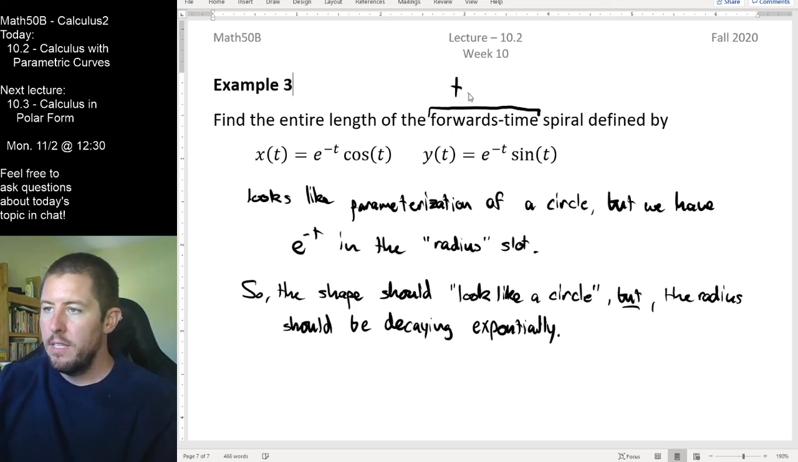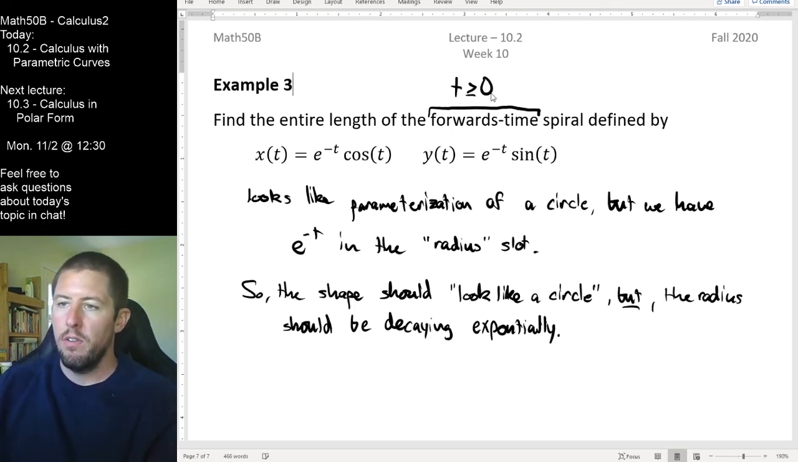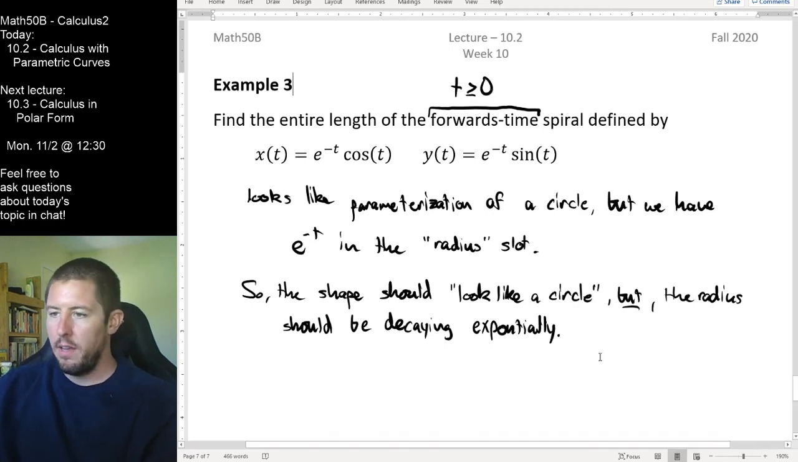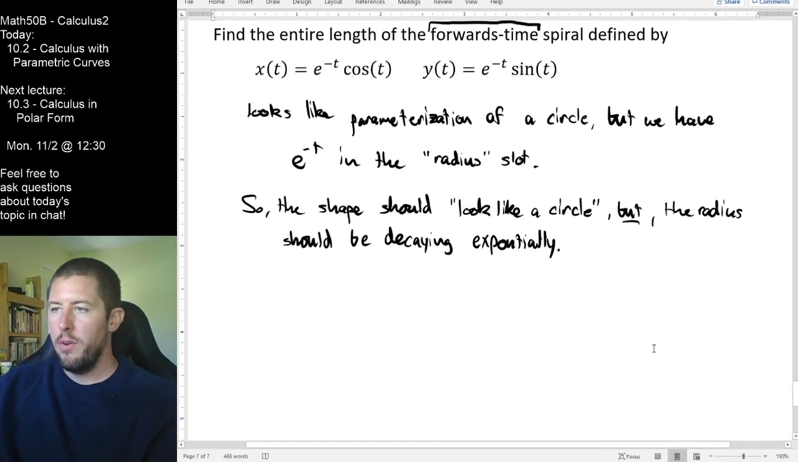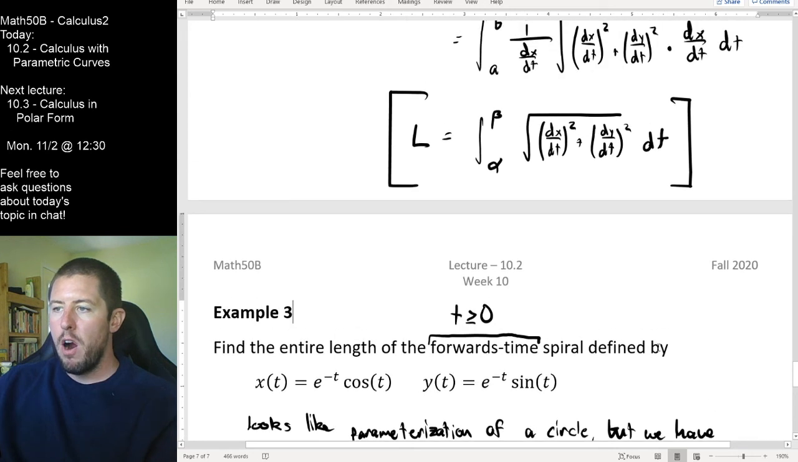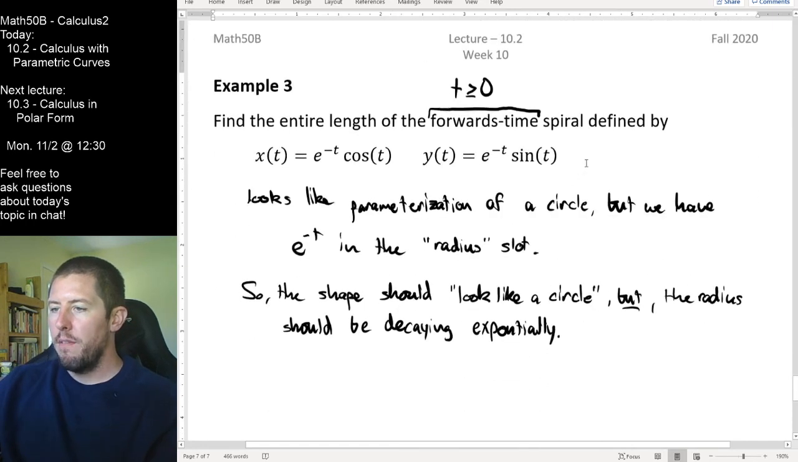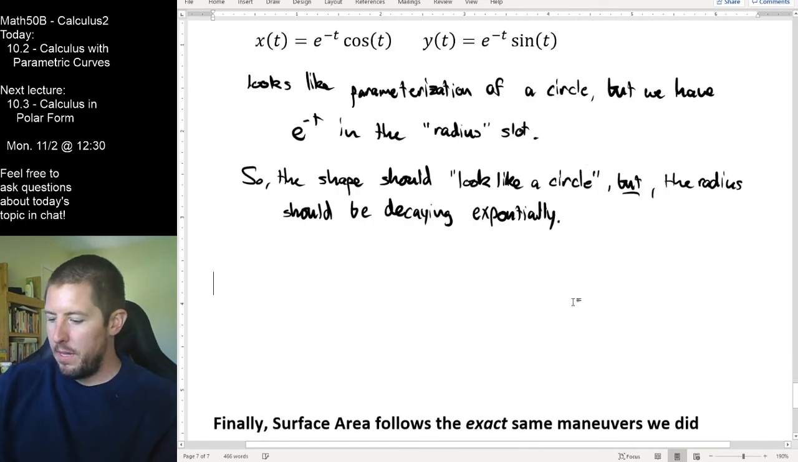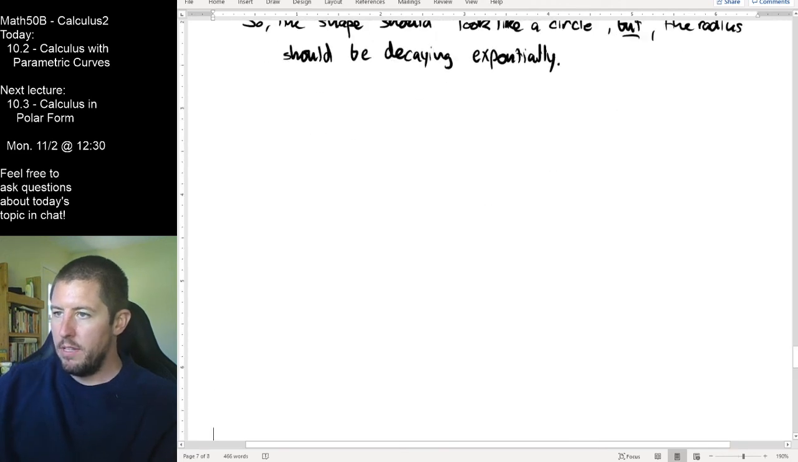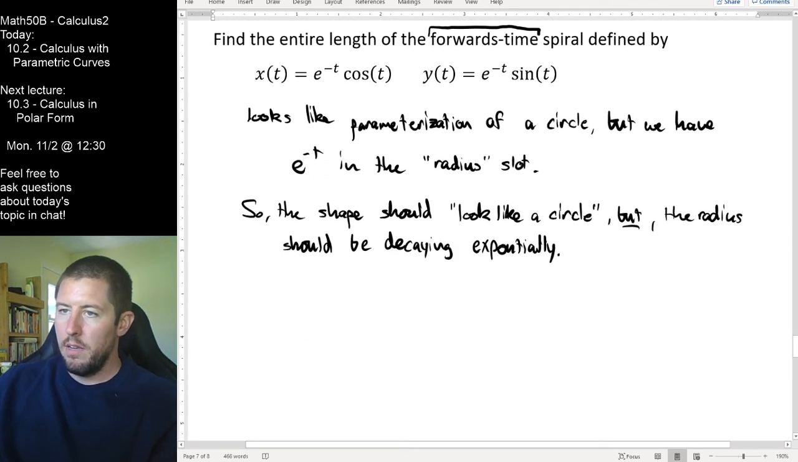So this says t is greater than or equal to 0. Find the entire length of this thing. Let's go ahead and see if we can do it here. We've got our formula for arc length here. We can figure out where we start and where we end, where alpha and beta should be, and we've got our formula right here. Let's see if we can do it.